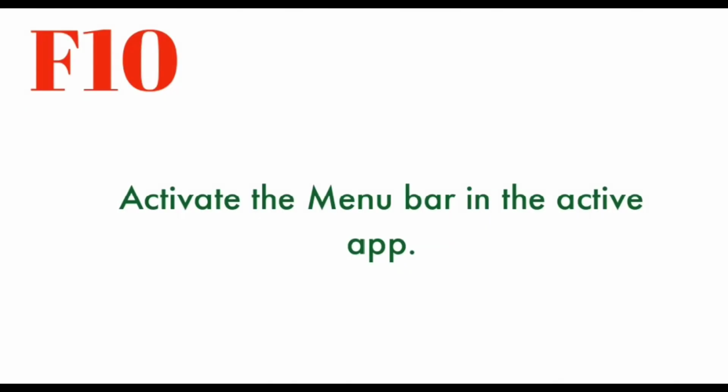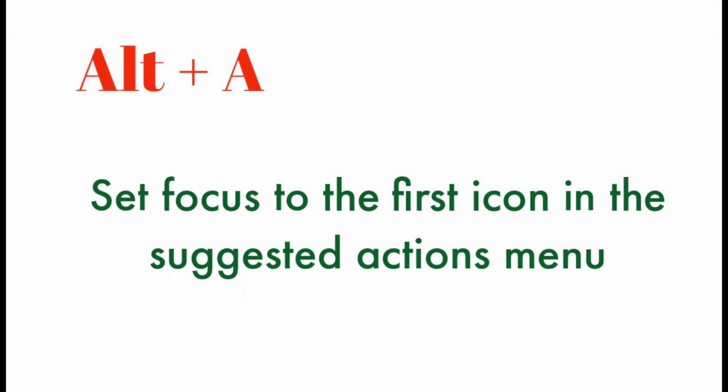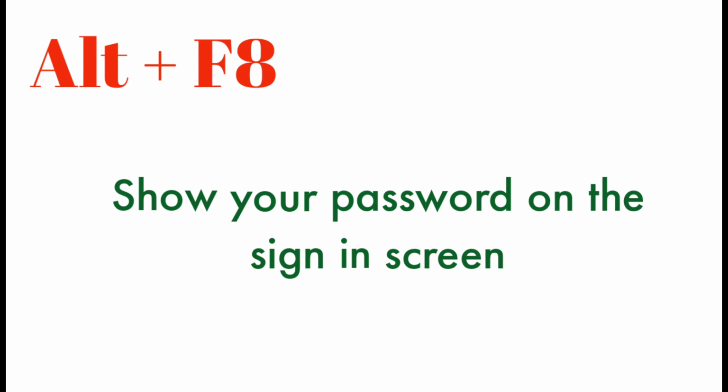F6. Cycle through screen elements in a window or on the desktop. F10. Activate the menu bar in the active app. Alt plus A. Set focus to the first icon in the suggested action menu. Alt plus F8. Show your password on the sign in screen.